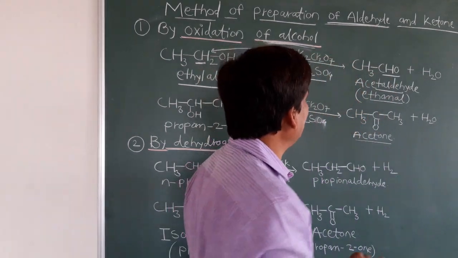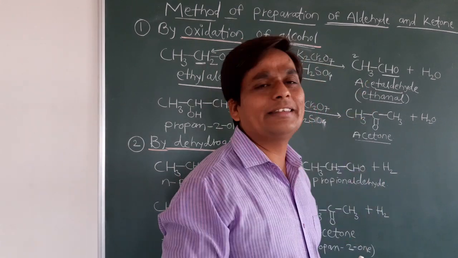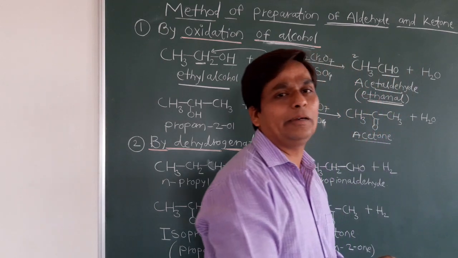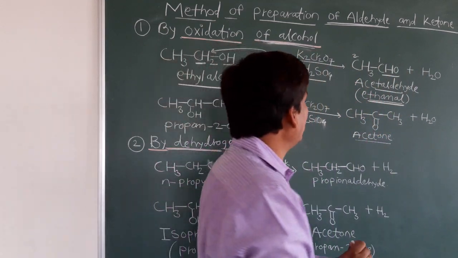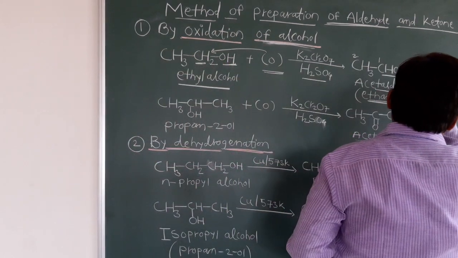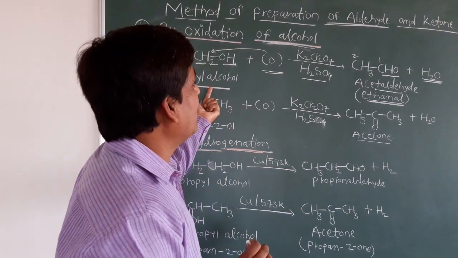And what is the IUPAC name? Here two carbons are there, which means the parent chain is ethane, and the aldehyde group is there. That's why it is ethanal. The E is replaced by the suffix al. In this way, the water molecule is removed, this OH and this H, and here we get ethanal by using ethanol.